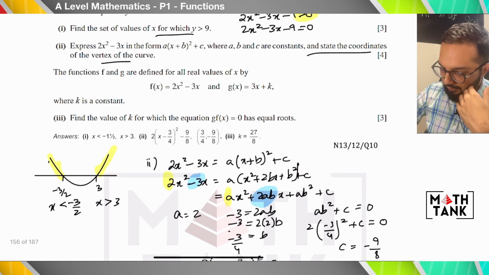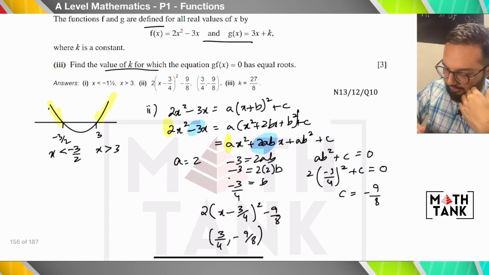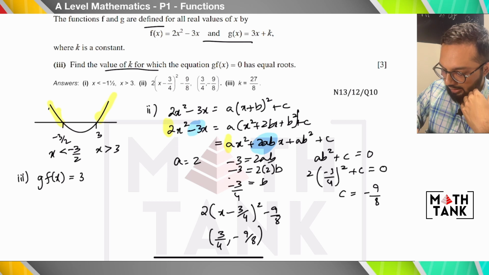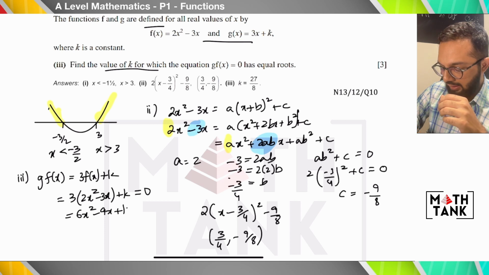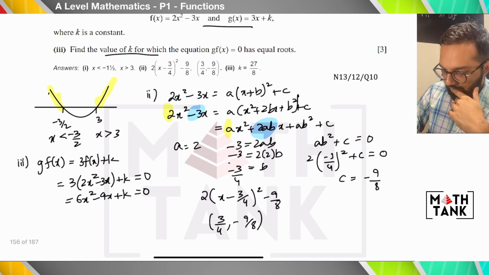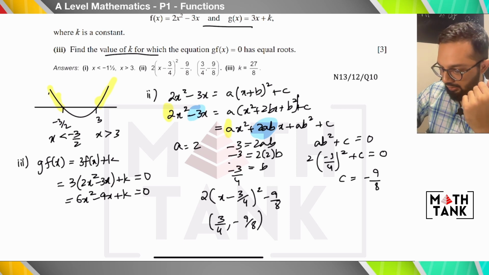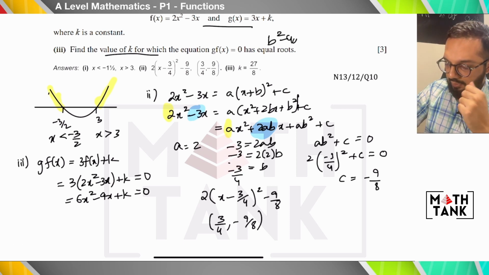Then the last part of the question says the functions f and g are defined by this. Find the values of k for which gf of x equals 0 has equal roots. So for equal roots, I'm going to say that gf of x equals 3 times f of x plus k. So 3 times 2x squared minus 3x plus k equals 0. 6x squared minus 9x plus k equals 0. Has equal roots, so b squared minus 4ac equals 0.